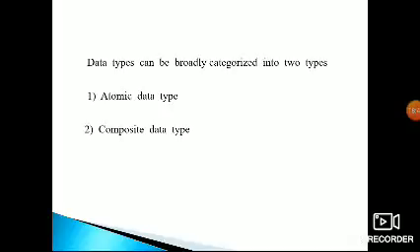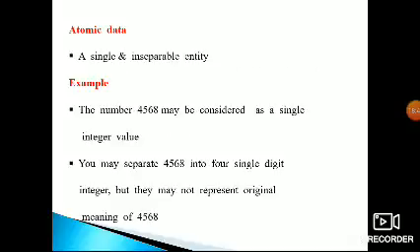Data types can be classified into how many types? Two types: atomic data type and composite data type. What is atomic? Atomic is a single element that does not have any components. We don't collect anything; it is just a single one. A single and inseparable entity we call atomic data.